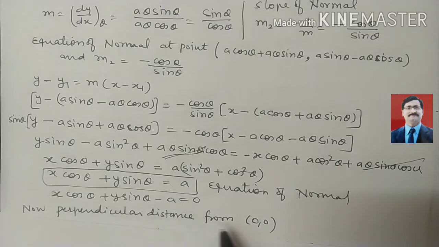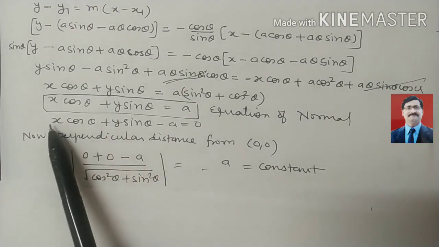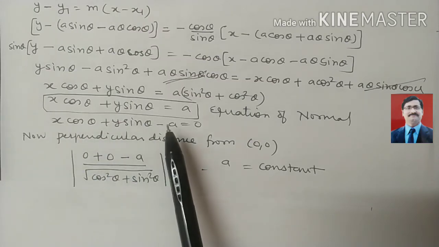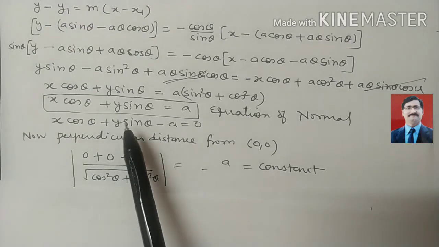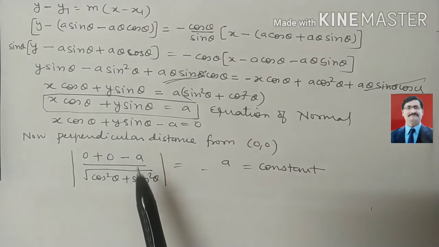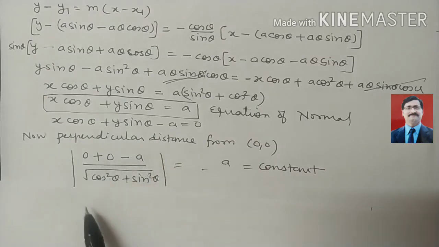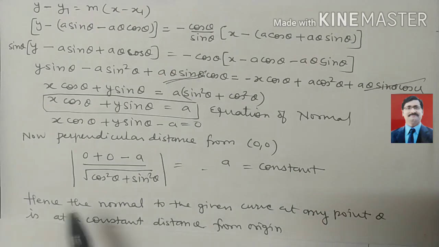Now the perpendicular distance from the origin 0, 0 is equal to, in place of x we put 0, in place of y 0, so minus a upon root of the coefficient of x squared, cos square theta, plus the coefficient of y squared, sin square theta. So this we solve. This gives 1, so we get a, which is constant. So the normal to the given curve at any point theta is at a constant distance a from the origin.